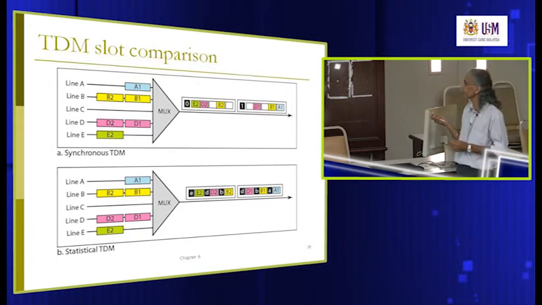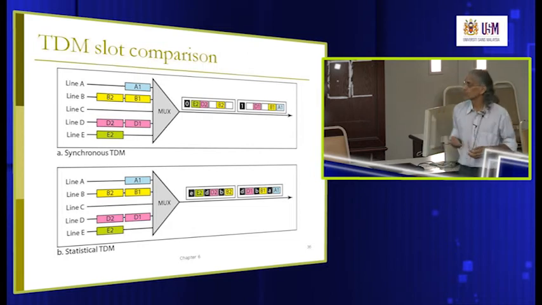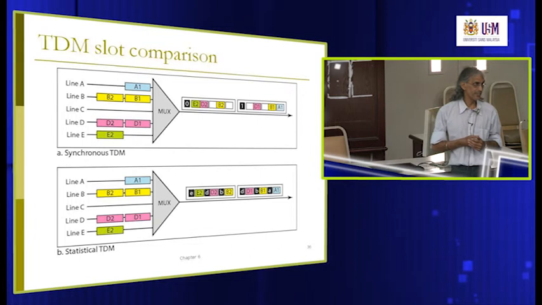So the sequence of data in the frame will be different now, so we need to differentiate them. How do we differentiate them? We use an address. Together with the data, we need to put in who this data belongs to. This data belongs to A. This data belongs to B. This data belongs to D.